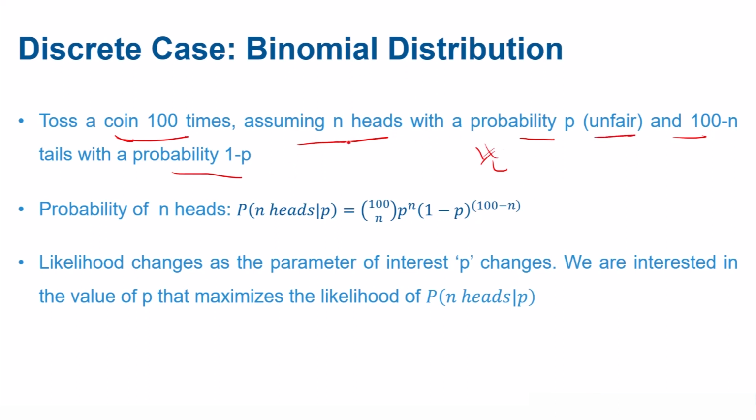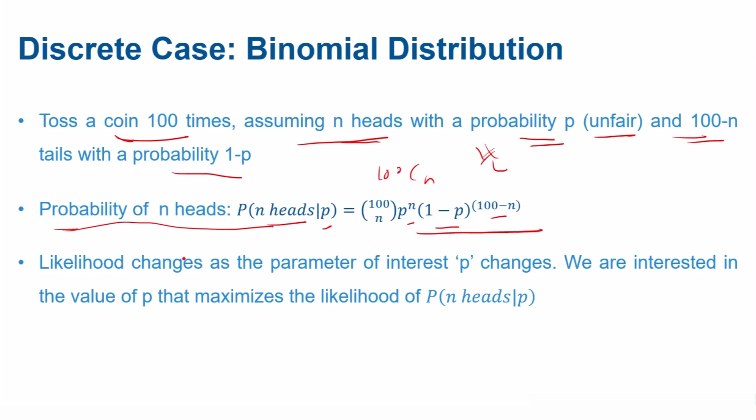But given this data that you get n heads with a probability p and 100 minus n tails with a probability 1 minus p, you can formulate the probability function, probability of getting n heads in 100 tosses as 100 Cn, this is for 100 Cn combinations, p to the power n into 1 minus p to the power 100 minus n. Is this a typical expression for the probability of n heads with the probability p?